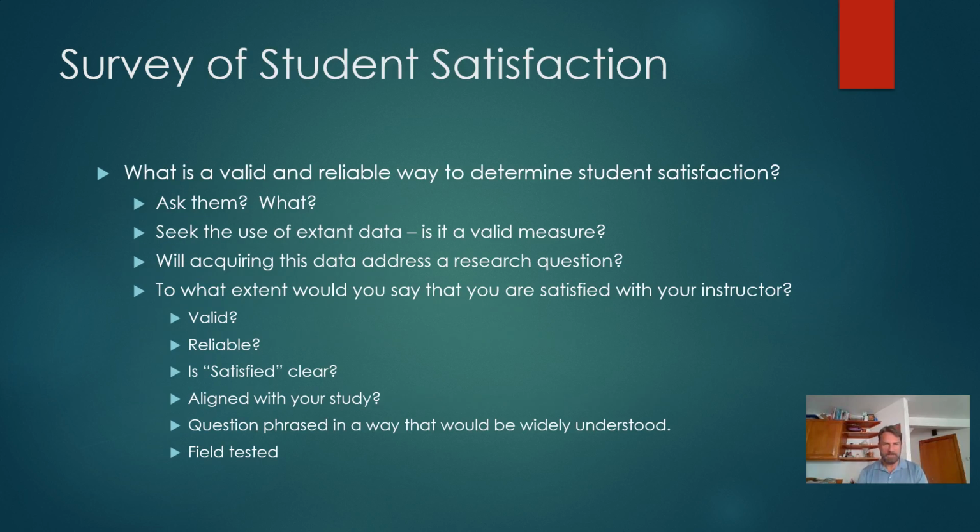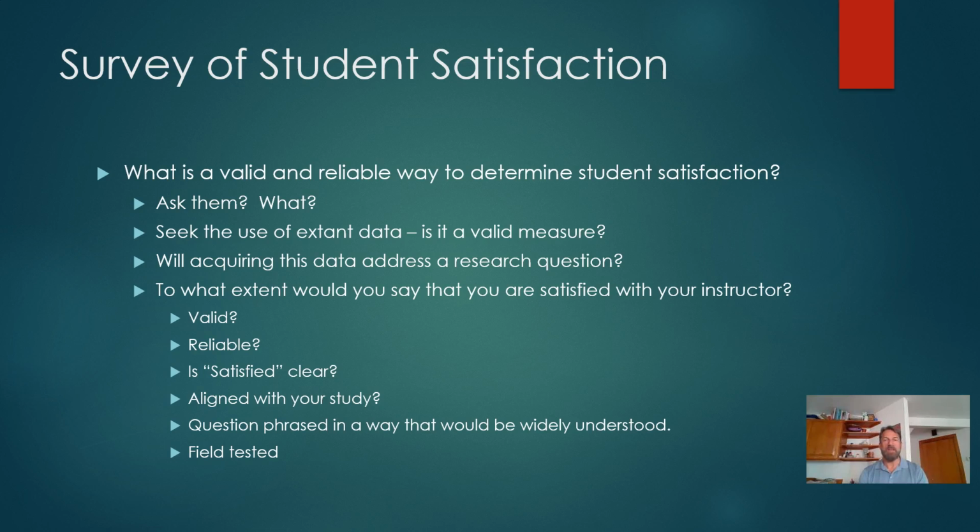So here's an example of a survey of student satisfaction, kind of going back to the previous slide. What is a valid and reliable way to determine student satisfaction? Well, we can ask them. But when we ask them, remember, it's got to be clear. It's got to be well defined. You may even have to define it in the survey tool, and it has to be consistent. You're going to have to come up with something that is validly measuring what you want to measure in a reliable way.